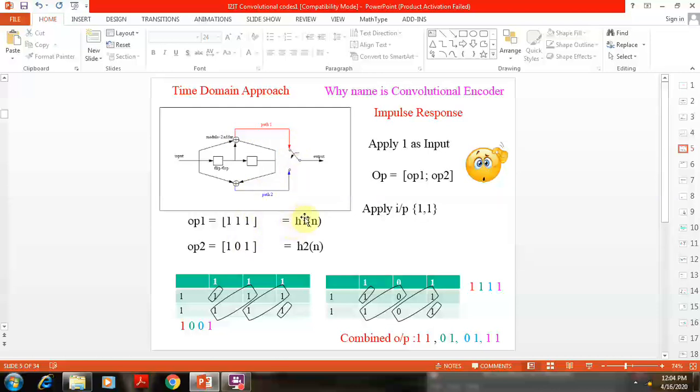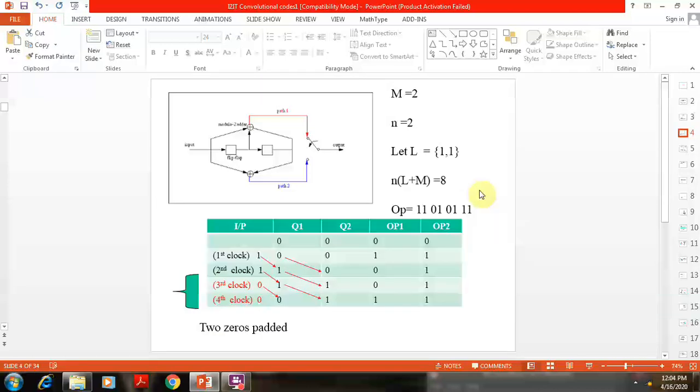So this is H1 of n, which is 1 1 1, and this is H2 of n, which is 1 0 1. So we got two impulse responses, 1 1 1 for the upper branch and 1 0 1 for the lower branch. These impulse responses, as I told you, are also called generating functions. Now we have already applied 1 1 here and we got the output as 1 1 0 1 0 1 1 1. Let's apply the convolution and see whether we get the same output, which will verify our operation.